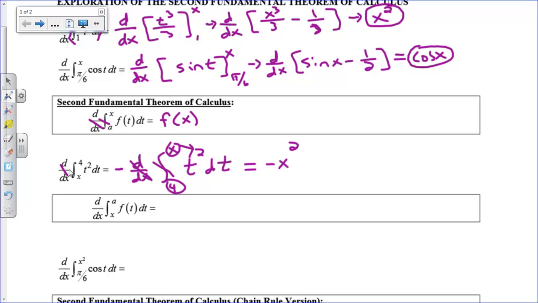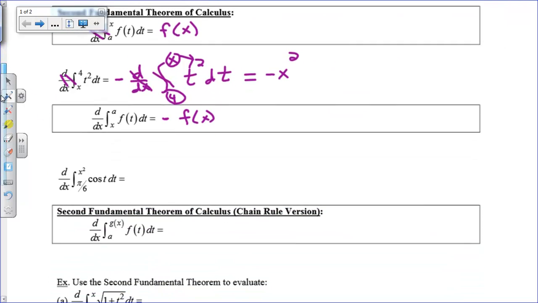The derivative and the integral basically cancel each other. The x goes in for t, and that's your answer. So if the x is not on the top, it's on the bottom, you're going to say this is negative f of x.